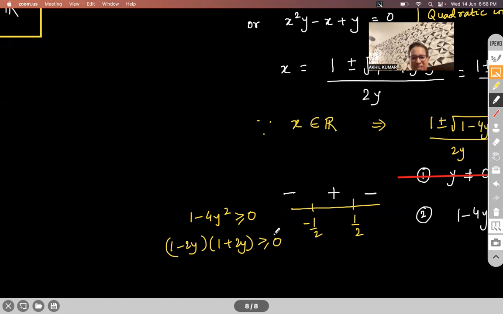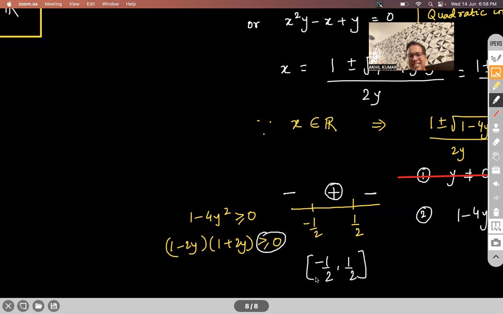You know why? Because this time you are trying to find out when it is greater than or equal to zero. That means wherever you have written a positive sign. So again, it will become minus half to half. So the answer doesn't change. The answer remains the same, Varun. Clear? Any question?